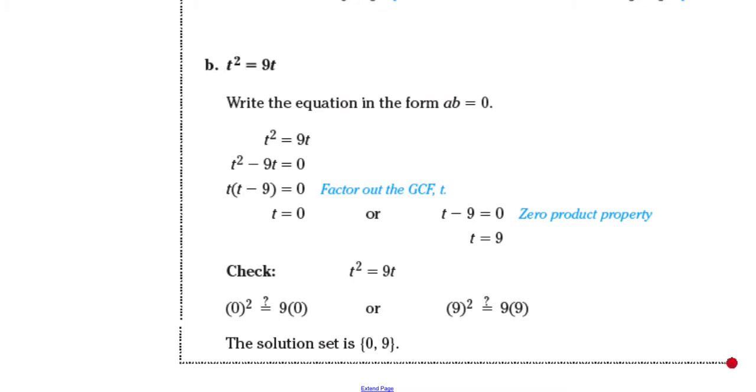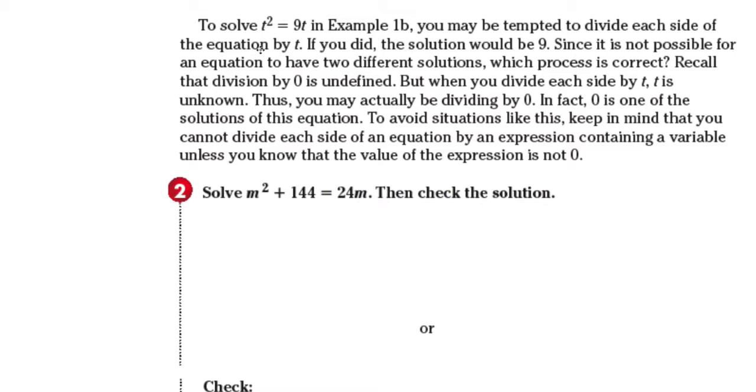So in example 1b, you may be tempted to divide each side of the equation by t. If you did, the solution would be 9, since it is not possible for an equation to have two different solutions. Which process is correct? Basically, if you have this particular example, t squared equals 9t, you may be tempted to divide both sides by t. If you divide both sides by t, you end up with t equals 9.